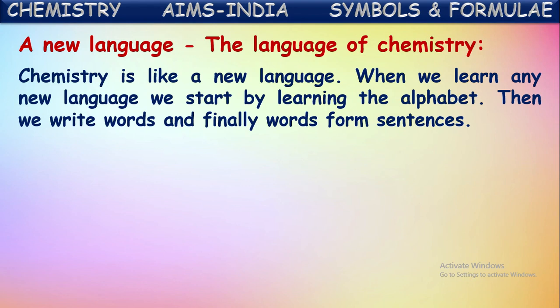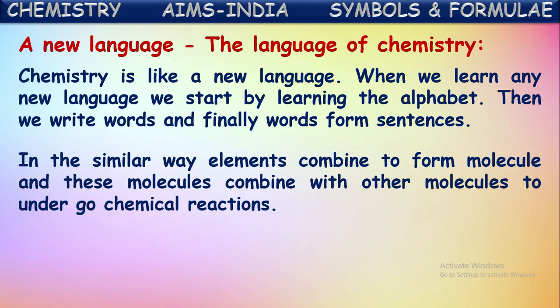We compose two, three letters and we start writing words by using those alphabets. Then finally, words form sentences. Two, three words we club together and we write sentences. In this way, we start learning a new language with alphabets, then words, and finally sentences by using words.